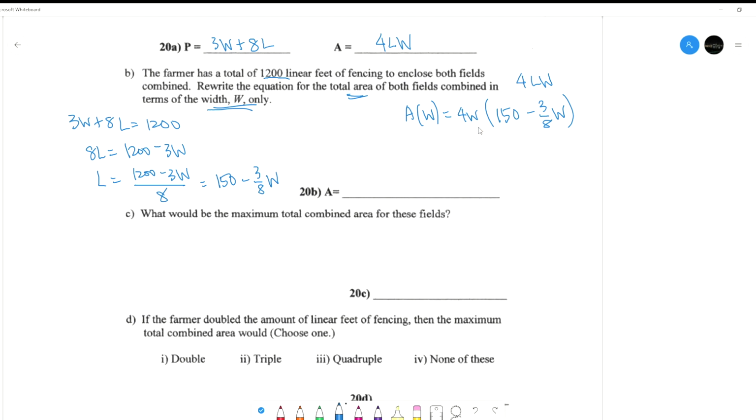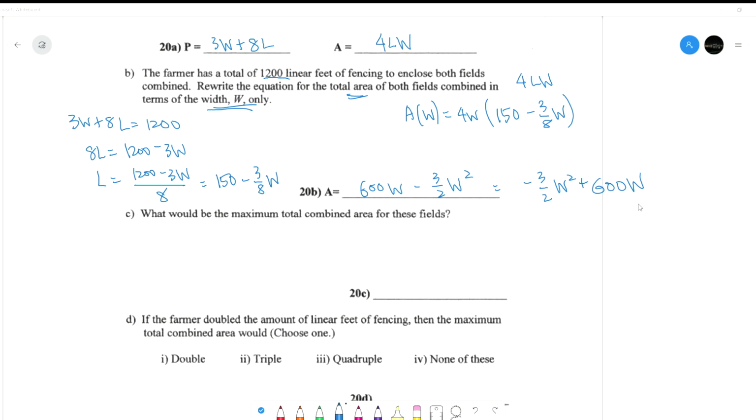Now I can distribute this, and 150 times 4 is 600. So this comes out to 600W, and then the 4 cancels out with the 8, so you get 3 over 2. So this is minus 3 over 2 W squared. So in other words, as a quadratic, it would look like negative 3/2 W squared plus 600 W. Is that clear for everyone? Hope that makes sense.